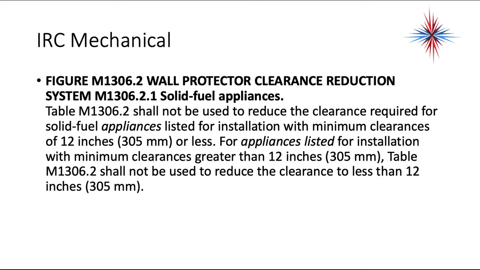Table 1306.2 shall not be used to reduce the clearance for solid fuel appliances listed for installation with minimum clearances of 12 inches or less. For appliances listed for installation with minimum clearances greater than 12 inches, the table should not be used to reduce the clearance to less than 12 inches. In other words, if it's a solid fuel appliance, wood burning stove, pellet stove, coal stove, solid fuel fireplace, you cannot reduce the clearance to less than 12 inches.